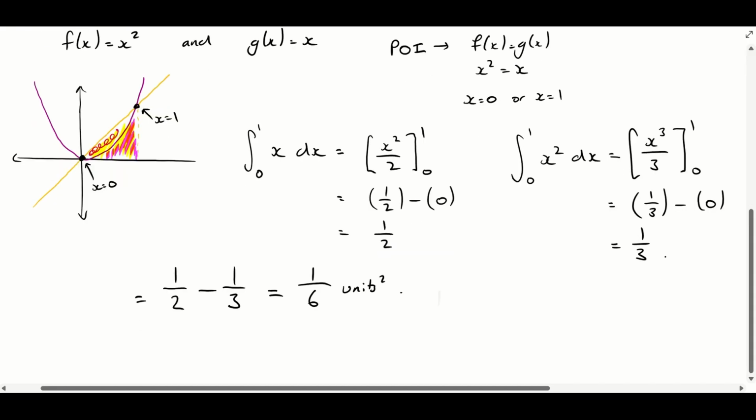Let's take a look at another example. So this time we're going to be looking for the area between f of x, which is just x cubed, and g of x, which is 4x.